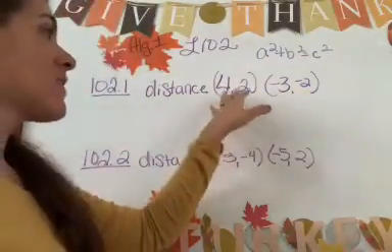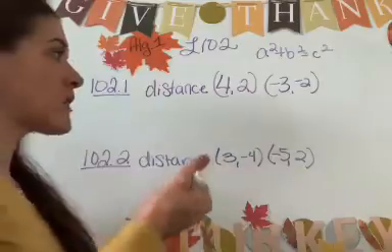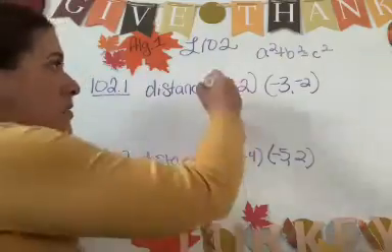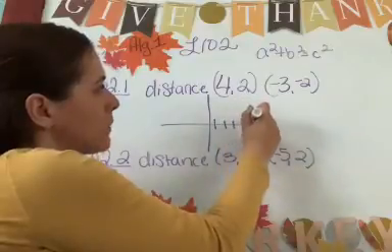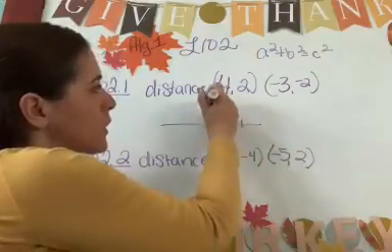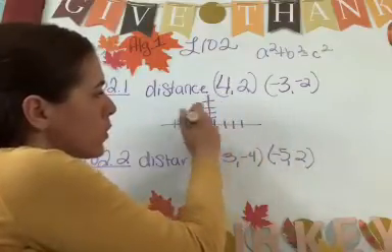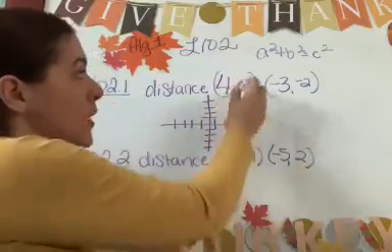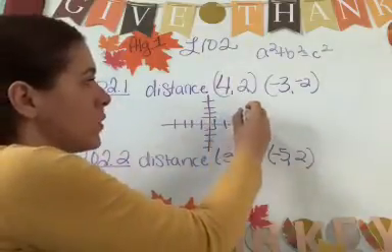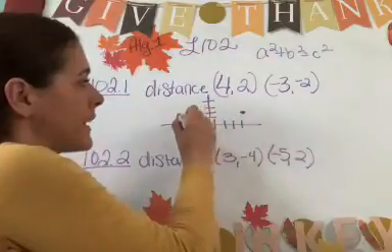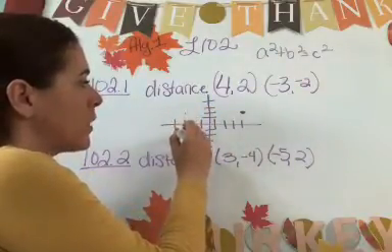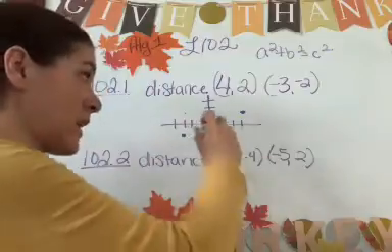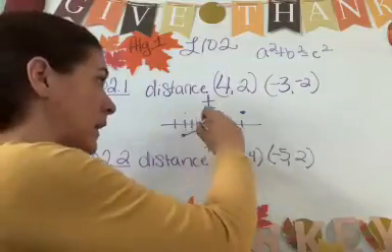For finding the distance between these 2 points, the first thing you need to do is to graph the points. Okay, so here we go. 1, 2, 3, 4. Okay, so we have this one which is 4, 2. And this one is negative 3, negative 2. Okay, so they want to find the distance between here and here.